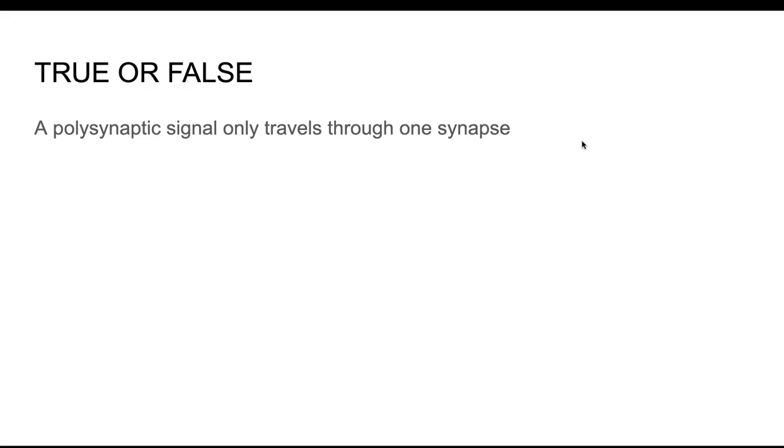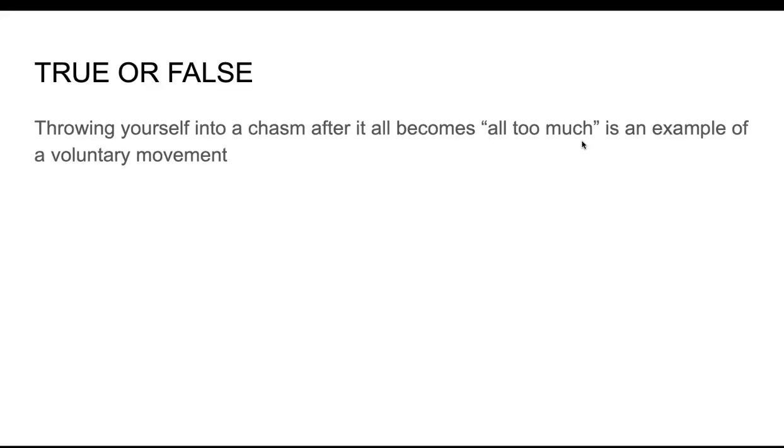False. Polysynaptic means multiple synapses. Mono means one. Poly means multiple. Remember that because it can be useful when looking at scientific words.